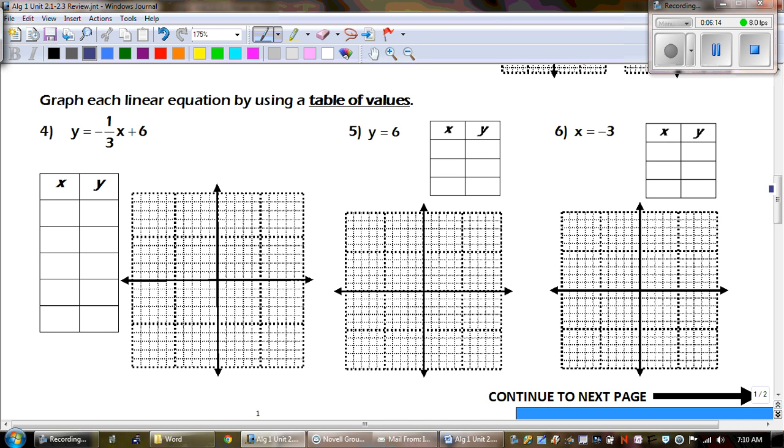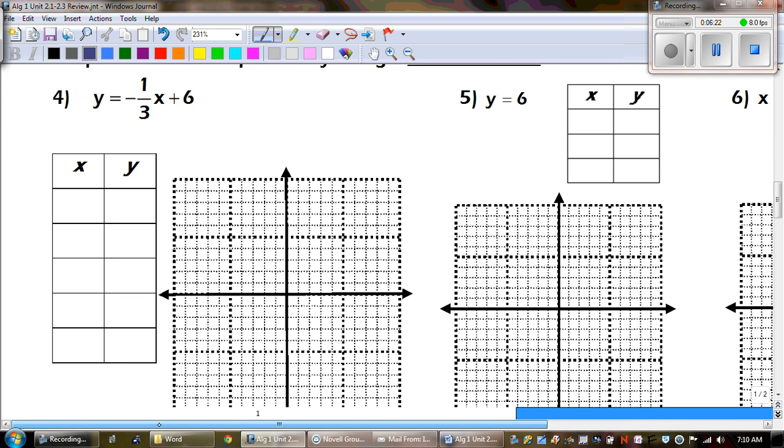So let's look at number 4. It says graph each linear equation by using a table of values. Now, I'm going to show you 2 ways to do this. The first way was what we talked about in class, where we look at the bottom of the fraction to know that we have to count by 3's. So we always want to have 0, and then I'm going to count by 3's. 3, 6, and then we're going to go -3, -6. And we have to plug these into our calculator.